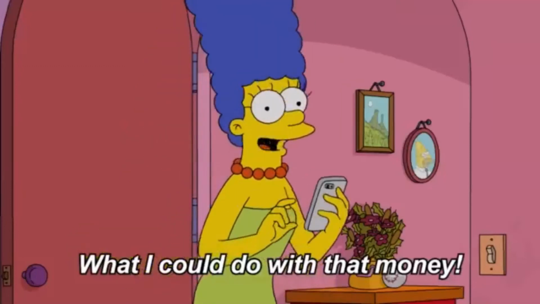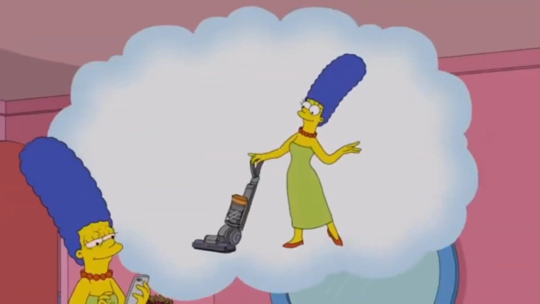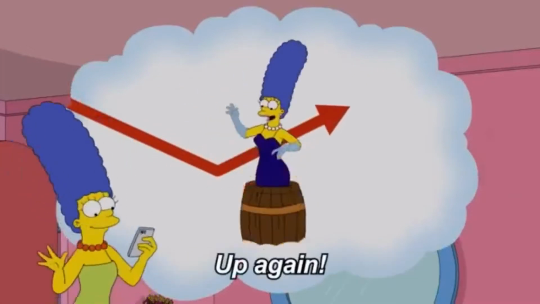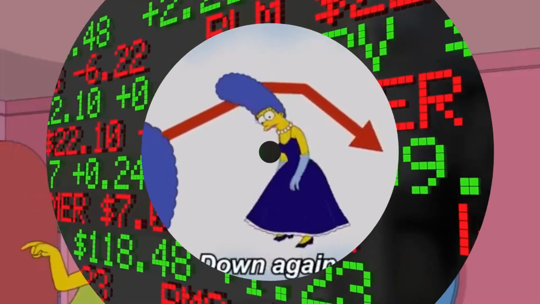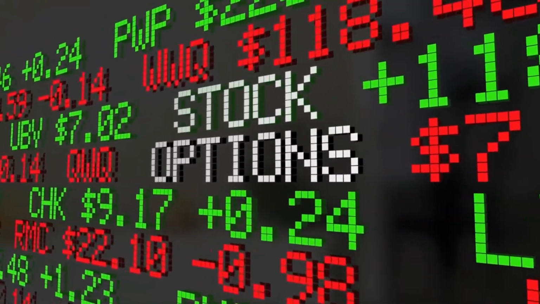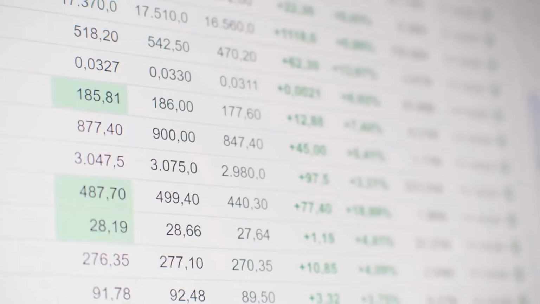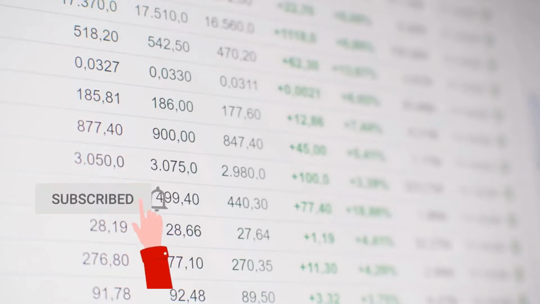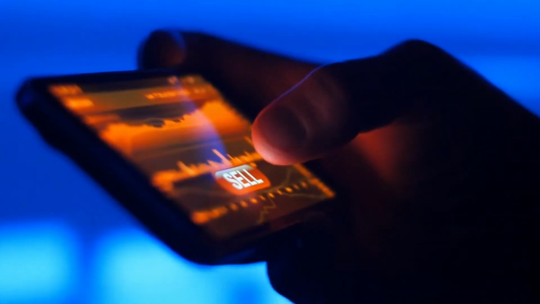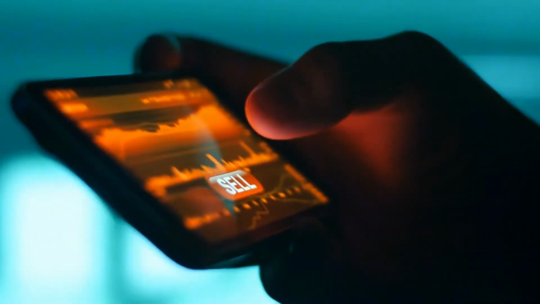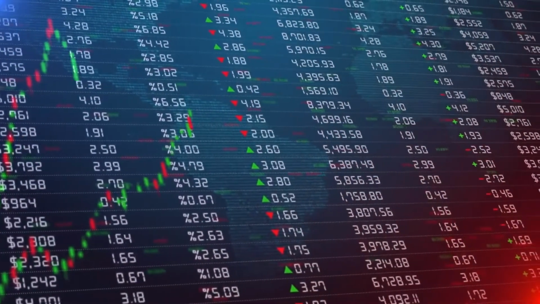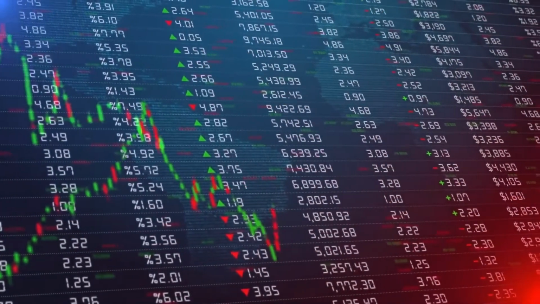What I could buy with that money. Now it's down $200. Up again! Down again. The term binary options may not be as common as Forex or crypto, but that doesn't mean it's of any less use. Binary options are sort of an all-or-nothing trading mechanism. They are short-term trades with limited risk. The fun, and also the scary part, is that you either win all the profit or you lose what you opened the trade with.